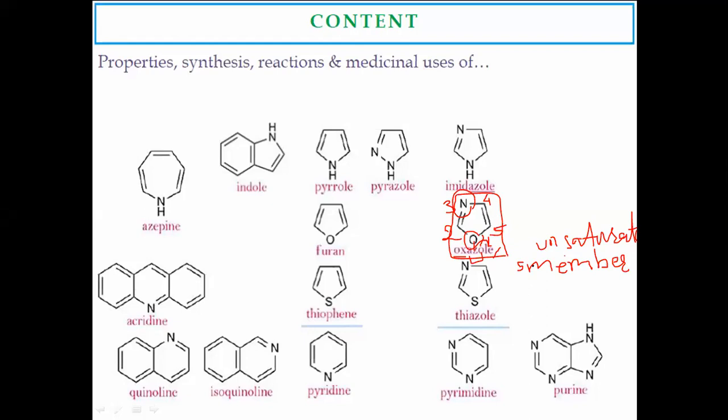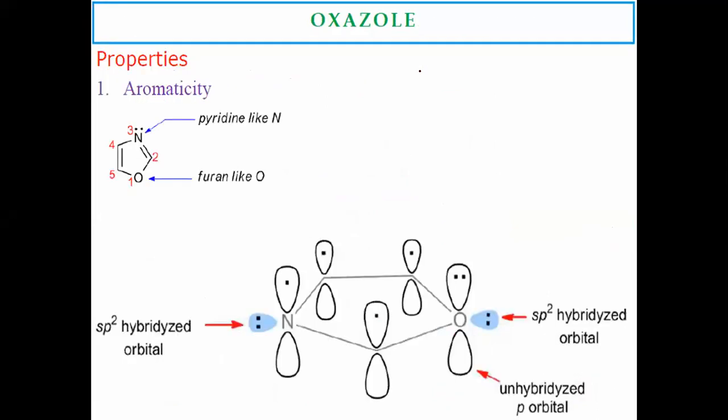heterocyclic ring. Here we have to discuss the oxazole properties, some preparation reactions, and some chemical reactions where the starting material is oxazole, and oxazole containing medicinal compounds. We have to discuss along with their use. Now we have to study the aromatic heterocyclic ring, that is oxazole.